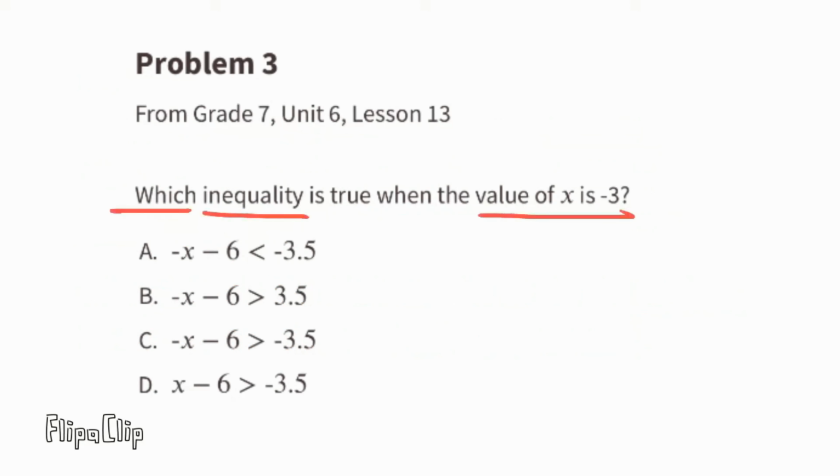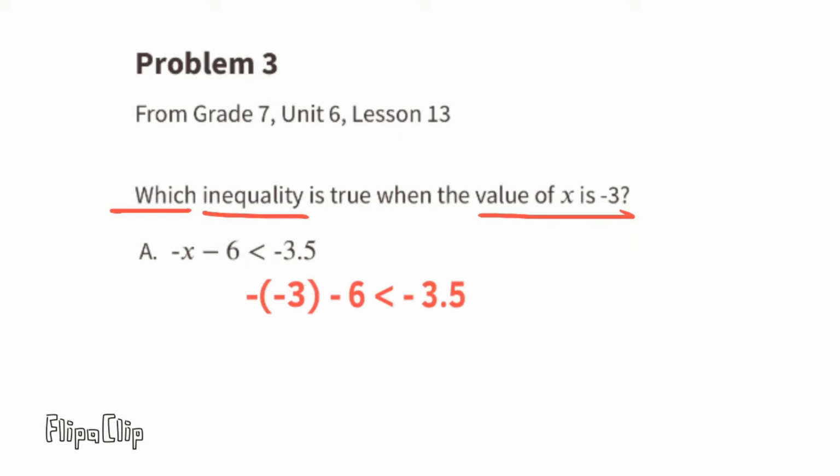Problem number 3 from 7th grade Unit 6, Lesson 13. Which inequality is true when the value of x is negative 3? A. Negative x minus 6 is less than negative 3.5. When we substitute the x with a negative 3, this now reads negative 3, or the opposite of negative 3, minus 6 is less than negative 3.5.